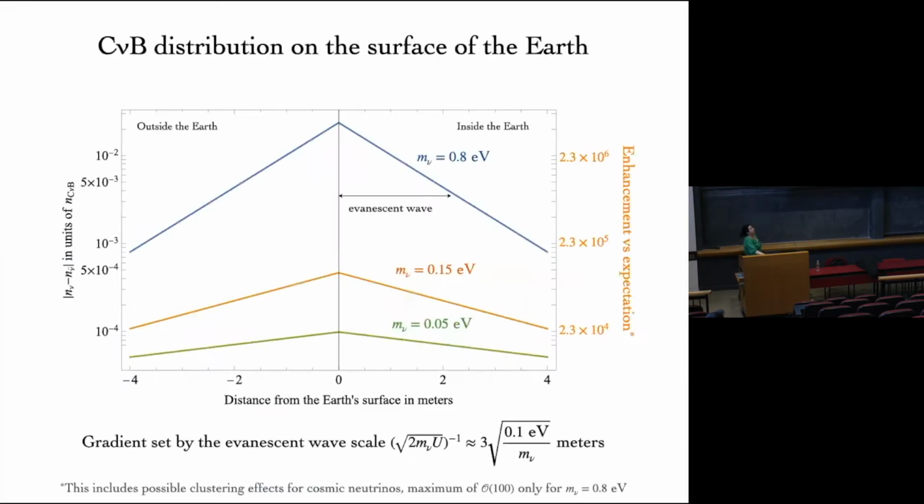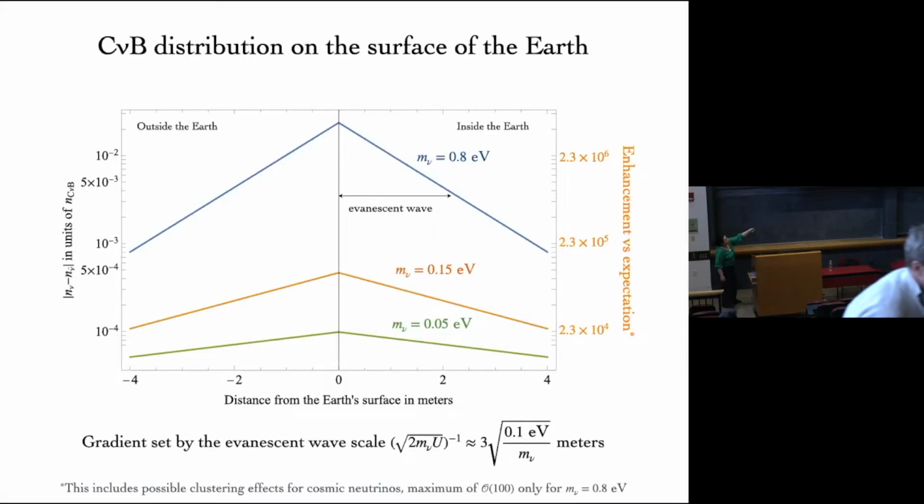This is how we came up with this plot here. Again, as we change the mass between 0.05 eV and 0.8 eV here, as I said, this is very optimistic, and I think this is the most likely range of the effect. Okay?